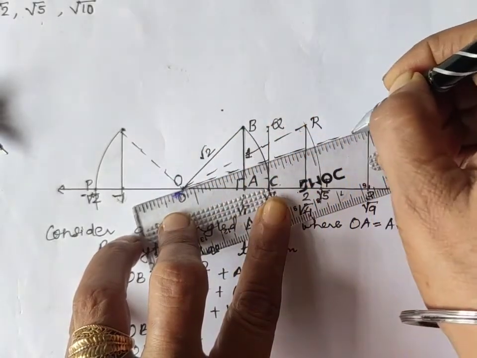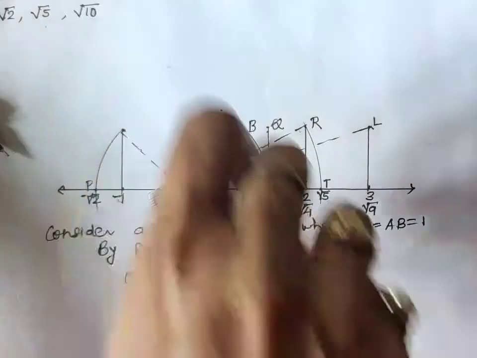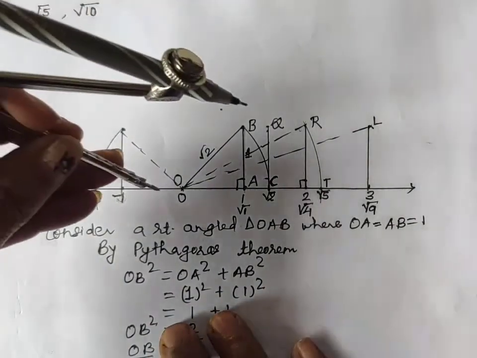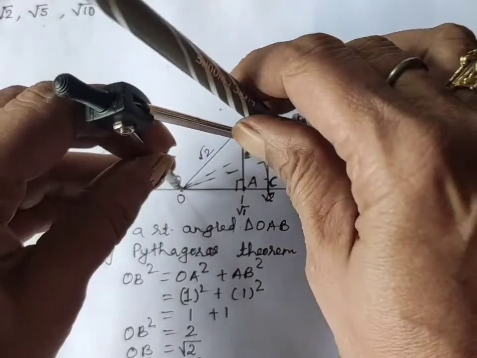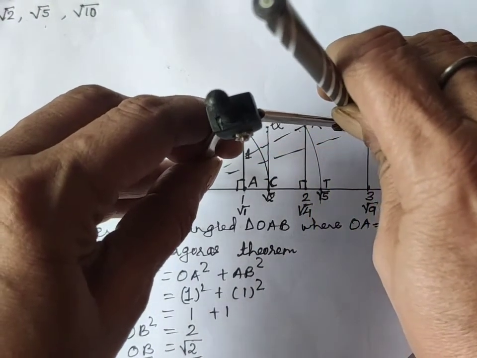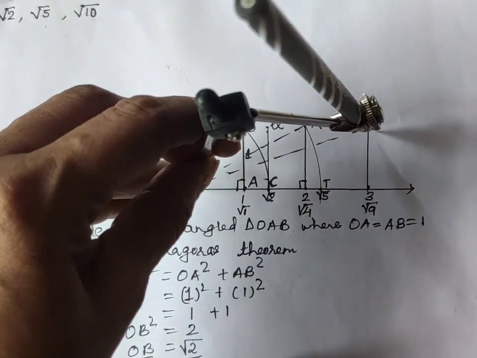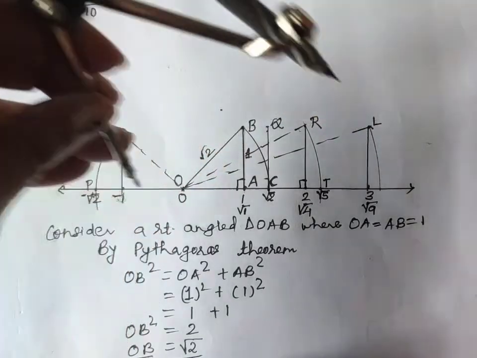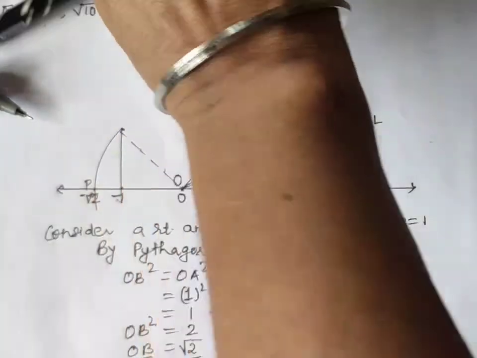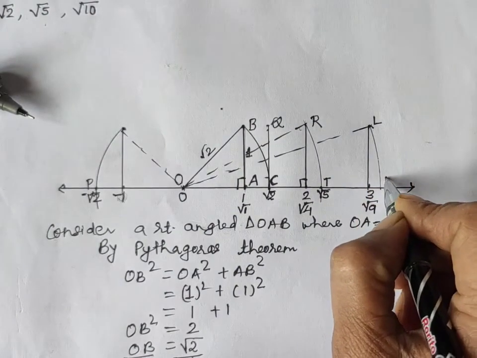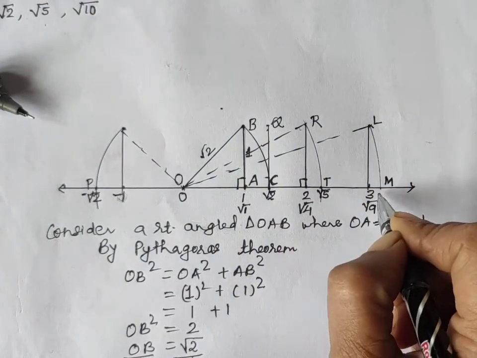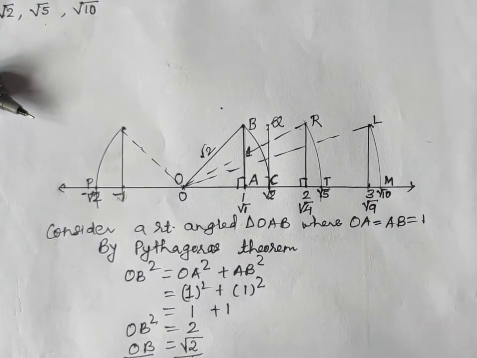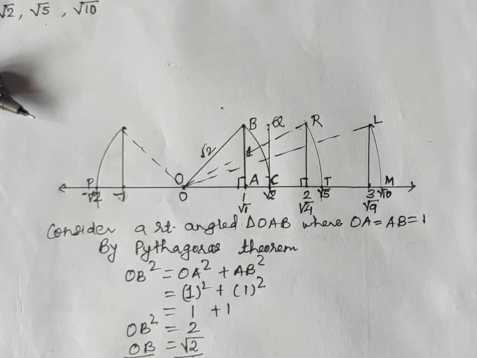Now again the same process, draw an arc with O as center, and what is the radius now? Your new radius is OL. OL is the radius, which intersects the number line at a point, suppose here the name I am giving as M, and as this is root 9, this is what? Root 10.